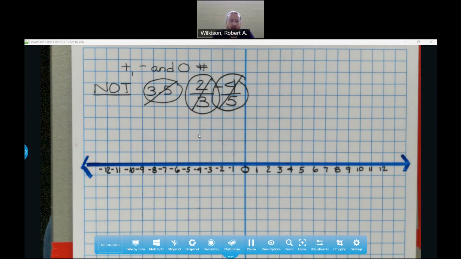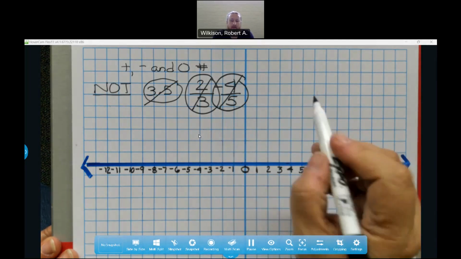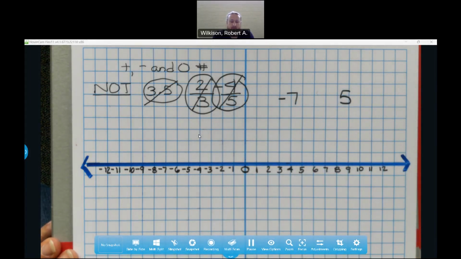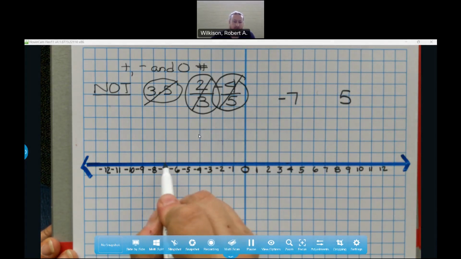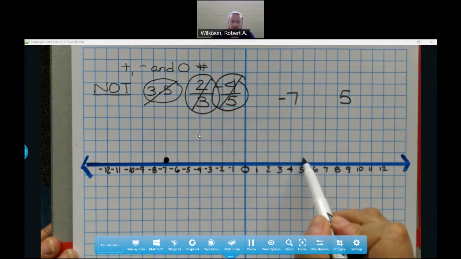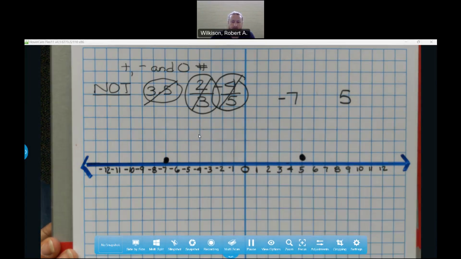So when we compare integers, we look at how far left or right they are on a number line. For example, if we are going to compare -7 to 5, if we look on the number line at where -7 is, and we look at where +5 is, -7 is far to our left of the +5, therefore it is less than 5.